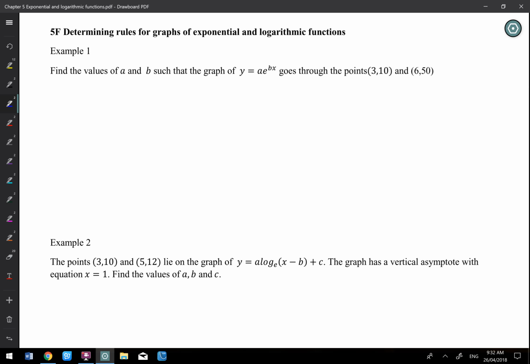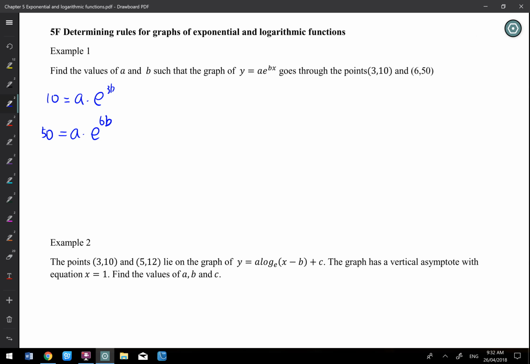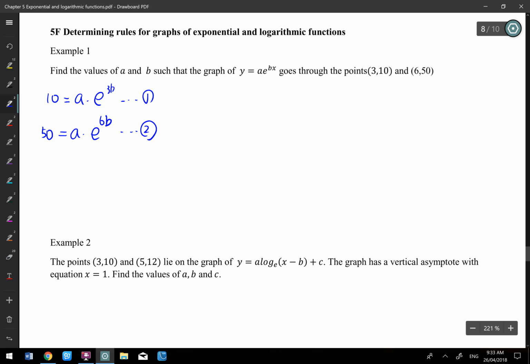Let's sub in the points first. So 10 equals a times e to the power of 3b, and the next point gives us 50 equals a times e to the power of 6b. Obviously we can't subtract them. We can't do elimination, because an exponential subtracting another exponential is not going to give you any new formulas. So for exponential, instead of doing substitution or elimination, we'll do division. We'll divide between the two equations. We'll use number 2 divided by number 1, or you can do the other way around.